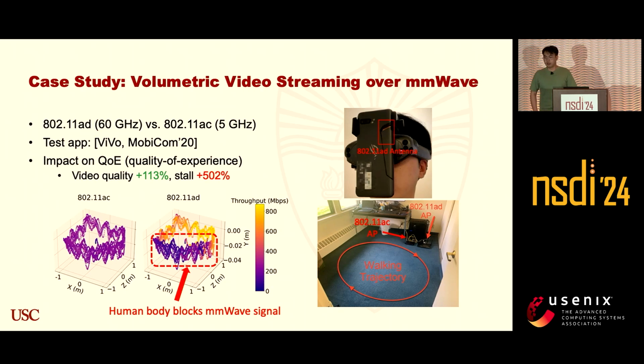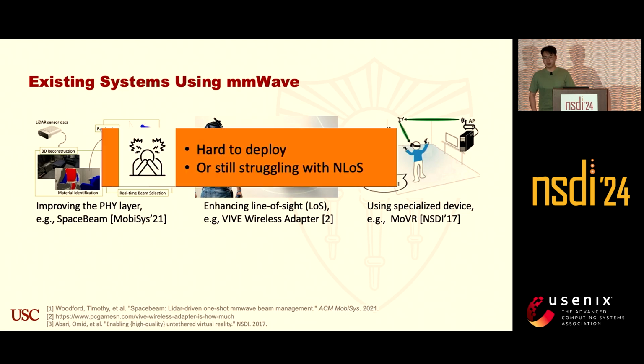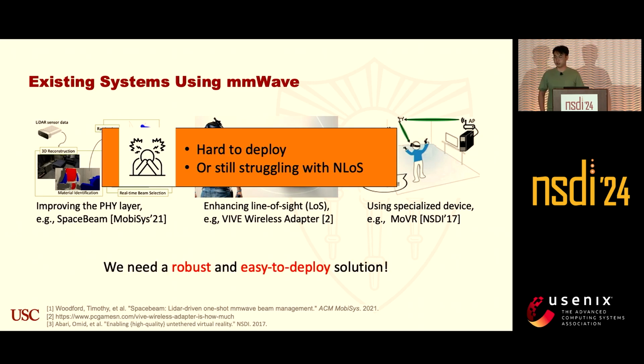Actually, there have been some systems working on using mmWave for streaming. However, these systems either require specialized hardware or require modification on commodity wireless infrastructures, or they are still struggling with the frequent non-line of sight situations. So we think that we need a robust and easy to deploy solution.